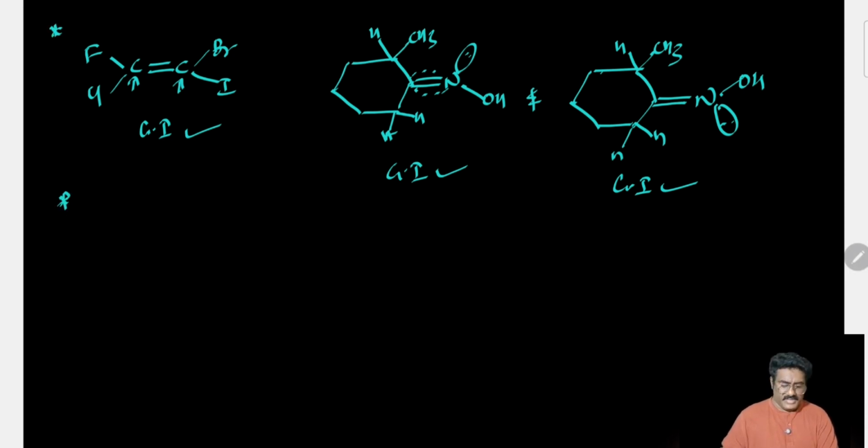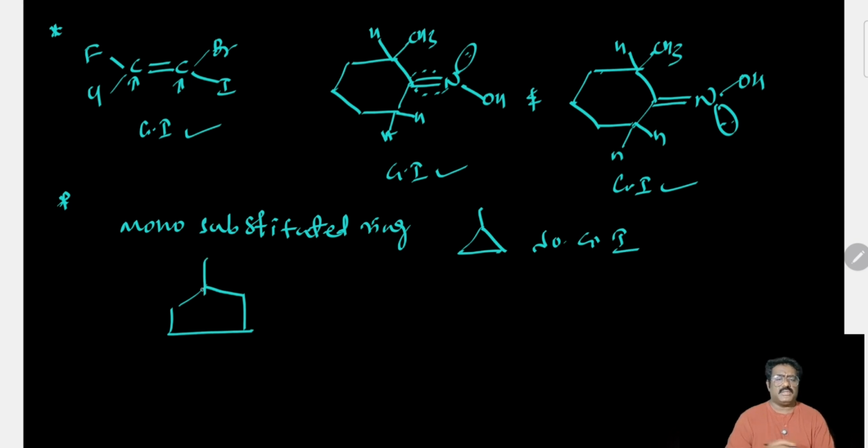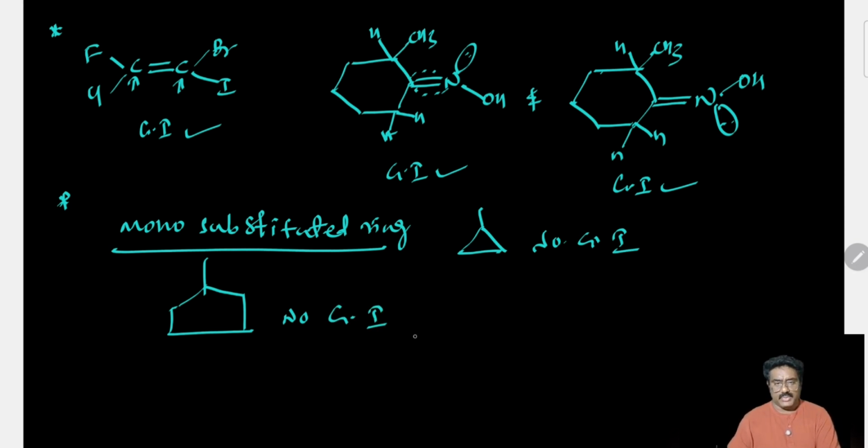In rings, a monosubstituted ring, like this, cannot show GI. Monosubstituted ring, no GI. It cannot show GI.